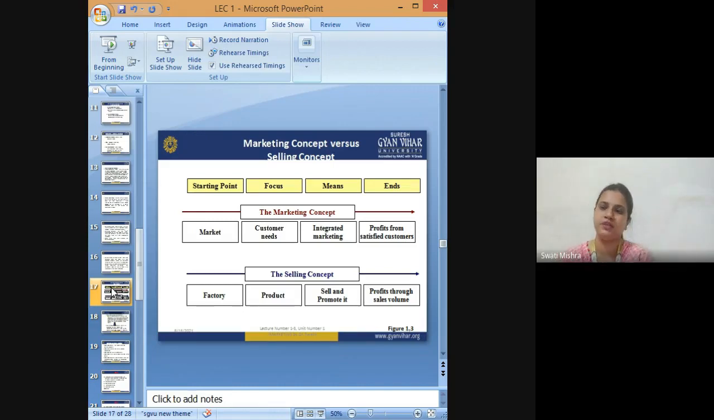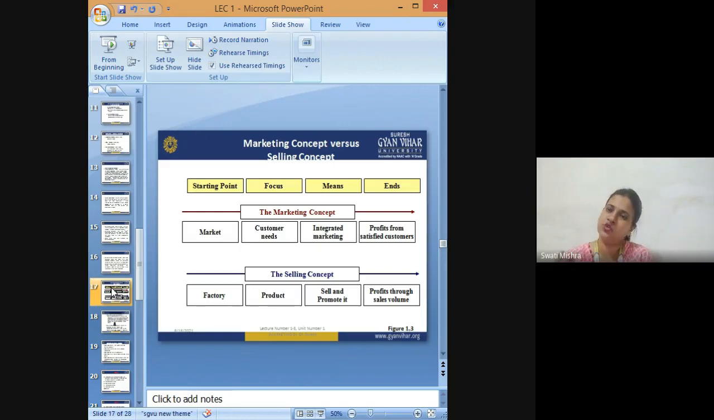Here I have tried to depict the marketing concept versus the selling concept. The marketing concept basically starts at the level of the market. Then they hunt for the customer base. Then comes the step of understanding the customer needs. Once you have understood the needs, you start an integrated marketing effort, which starts right from development of the product to bringing the product in the core form, and then selling that product, distributing that product in the market, and finally deriving the profits from the satisfied customers after the sales of that product.